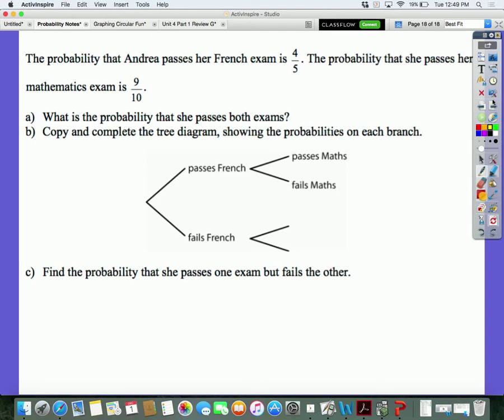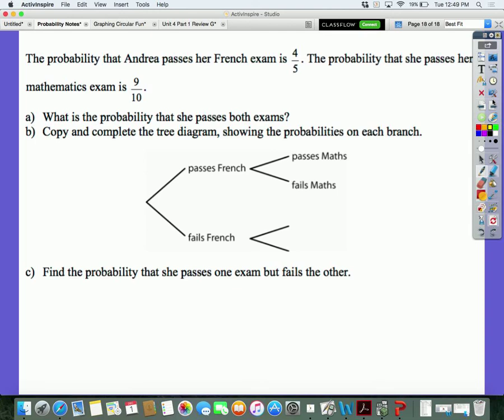So what is the probability that she passes both exams? Then we're going to copy and complete the tree diagram showing the probabilities on each branch. If this ever says copy and complete on your IB exam, you make sure that you copy that entire diagram onto your paper or into your answer section and then complete it. Don't just do the part that's missing, no, the whole thing. You understand that? And then C says find the probability that she passes one exam but fails the other.